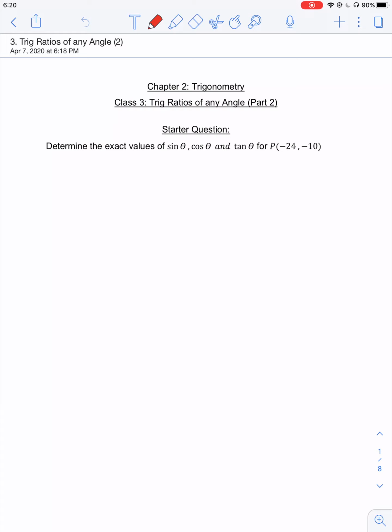Okay, so let's quickly do this question, right? We're looking for the ratios sine, cos, and tan. So when the point is given, just draw a Cartesian plane. I'm just going to remove everything and plot your points. Okay, so this is x, this is y. My first coordinate is x, my second one is y, right?